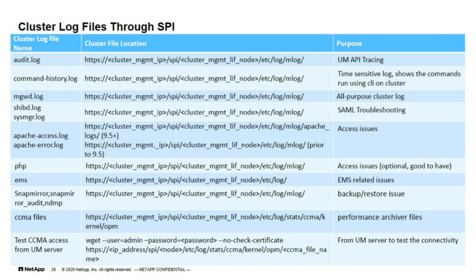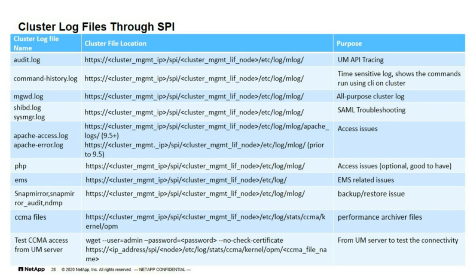When we troubleshoot issues with monitoring, at times we need to look at the cluster logs. So here are the cluster logs that we may end up reviewing if we need to troubleshoot. Now, the primary ones that we often end up having to look at are the Apache audit logs, EMS, and troubleshooting issues with CCMA files. So when we need to troubleshoot calls into a cluster to validate that it's reaching the cluster, that the cluster's not reporting any errors or access issues, we'll take a look at the audit log and Apache logs.